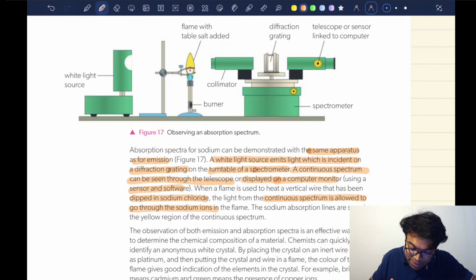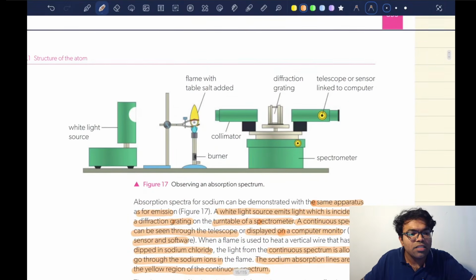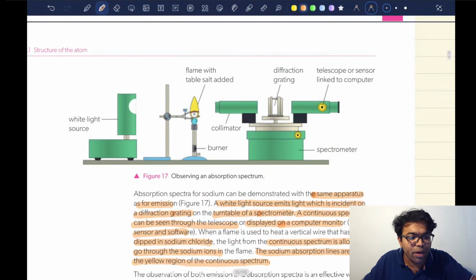Now what has happened? Let's see. Now the sodium absorption lines are seen in the yellow region of a continuous spectrum, so you are able to view some lines that are missing in the yellow spectrum. The yellow region of the continuous spectrum is missing.